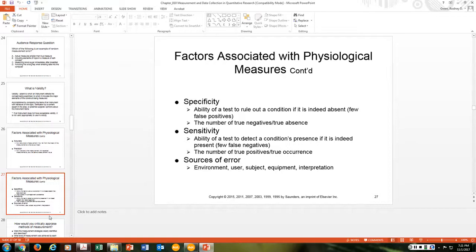Specificity and sensitivity have to do with testing. So specificity refers to the ability of a test to rule out a condition if it is indeed absent. Think of the TB test, right? The number of true negatives divided by the true absence.